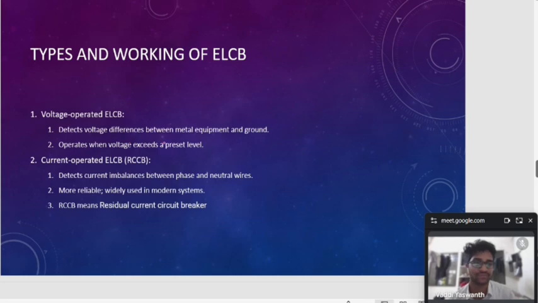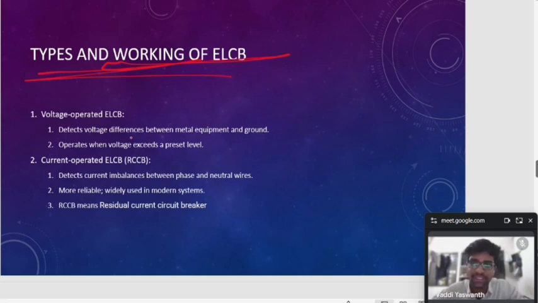The types and working of ELCB. There are two types of working. One is voltage operated and another is current operated. I am drawing something. One is voltage operated ELCB and another one is current operated ELCB.